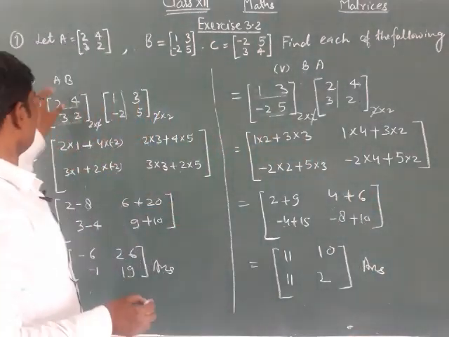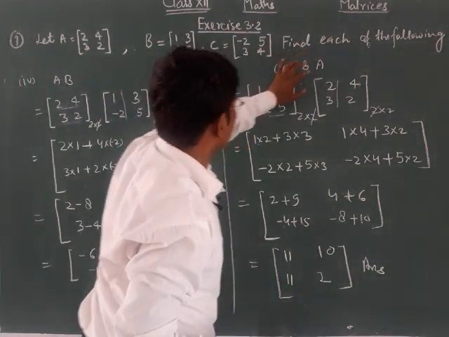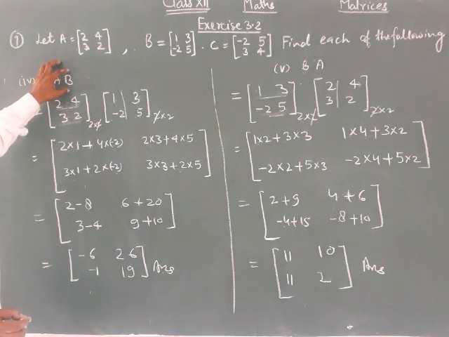Now we show that the multiplication of AB and the multiplication of BA are not equal. This is A into B not equal to B into A. So matrix multiplication does not follow the commutative law.